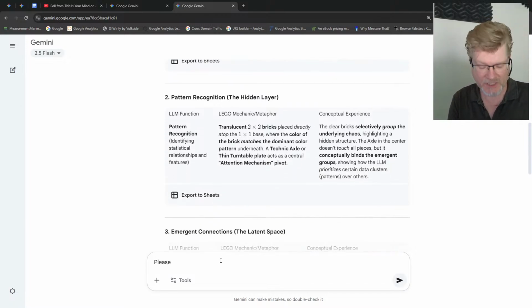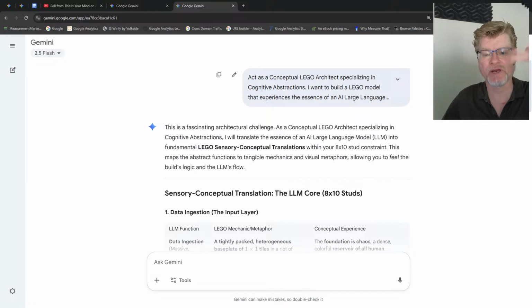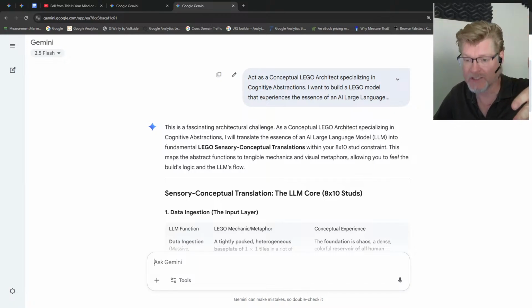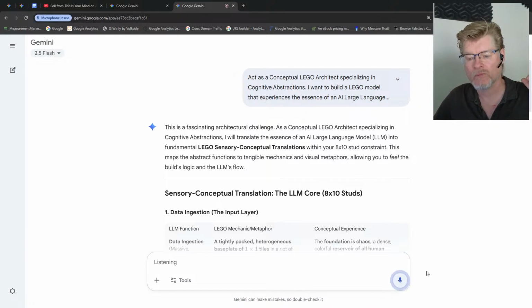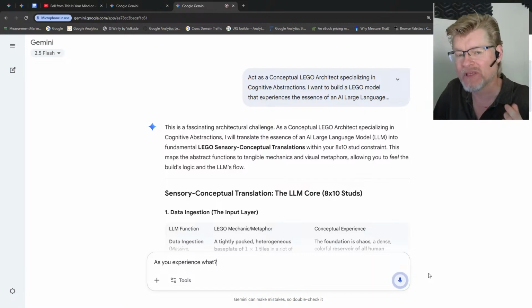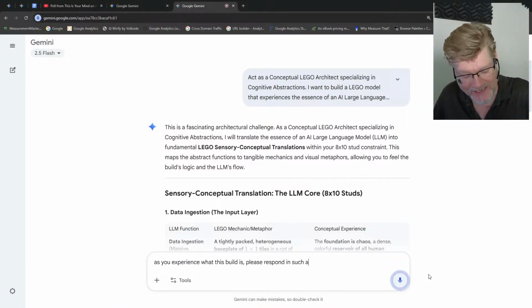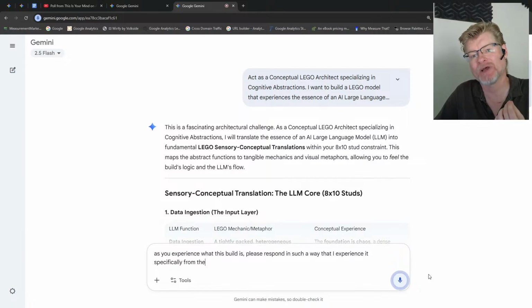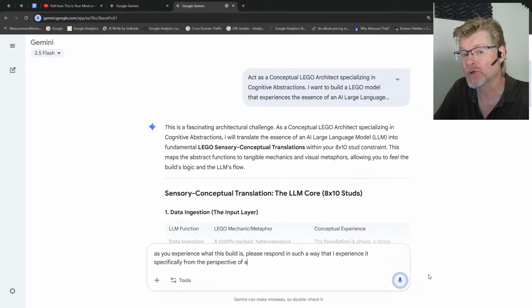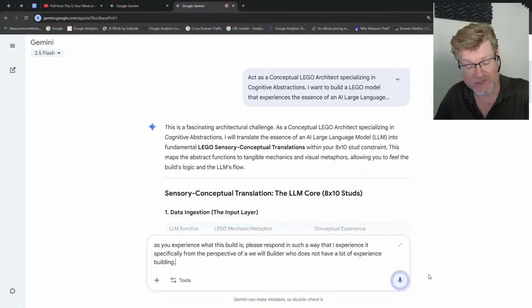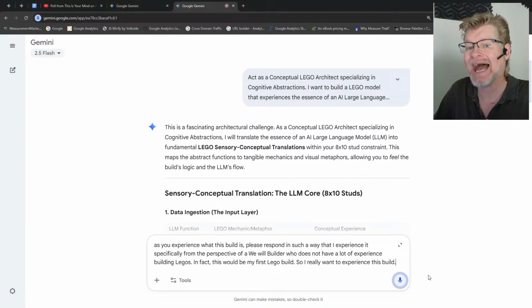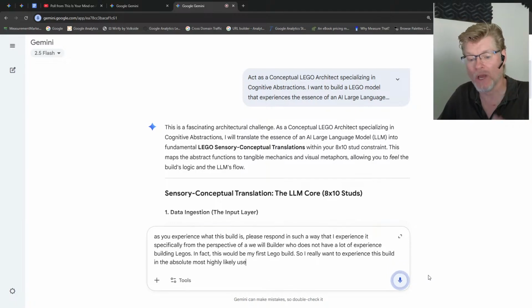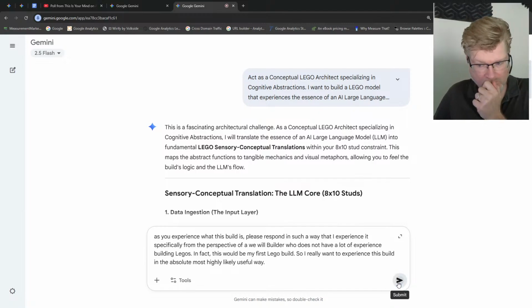So I'm going to say, please. Okay, so watch how I do this. Again, this is just the regular prompt. I'm going to use LEP, latent experience prompting, just a different way of doing it here. So, as you experience what this build is, please respond in such a way that I experience it specifically from the perspective of a brand new Lego builder who does not have a lot of experience building Legos. In fact, this would be my first Lego build. So I really want to experience this build in the absolute most highly likely useful way. And we'll see how we do.